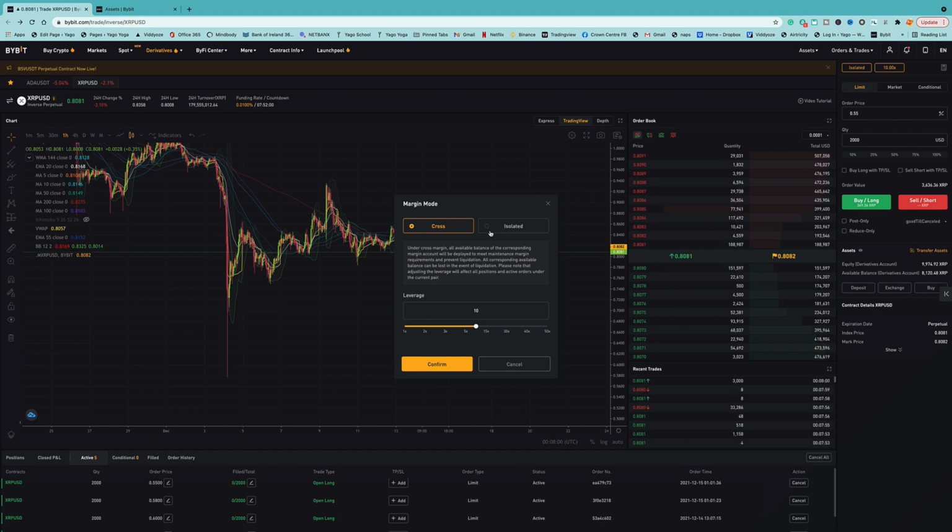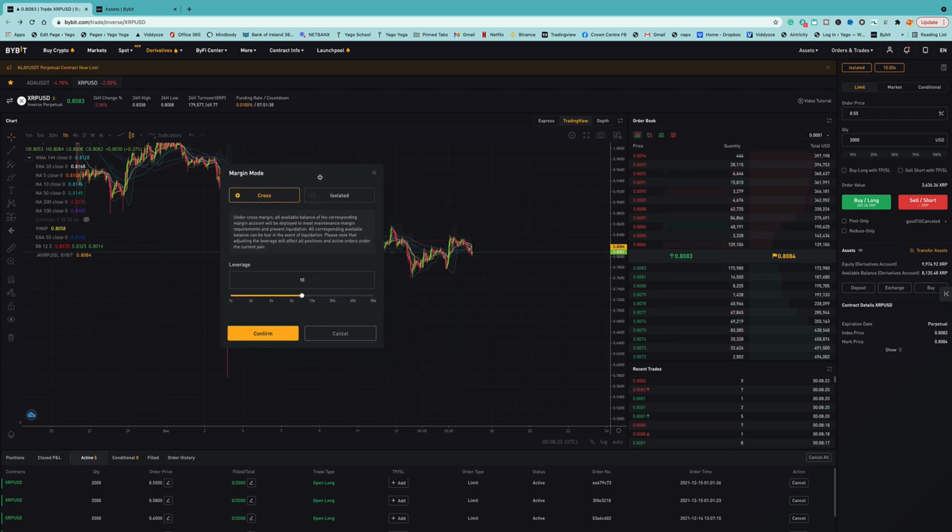If you click cross, okay, you've put 1,000 into this trade, but it's a cross trade. You put 1,000 in, and then the trade starts to go south for you, and you start heading towards your liquidation price. Rather than you getting liquidated, the system will automatically dip in and take money out of what you've got.